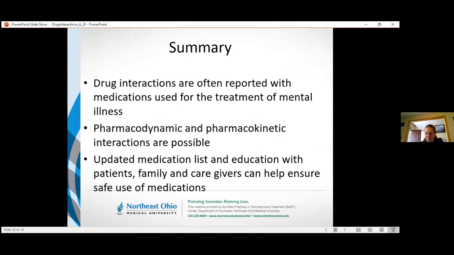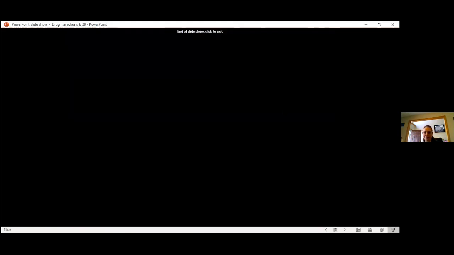So just to wrap up, definitely a consideration with the medications that we use. We can see either of those classes of medications causing interactions. So getting that comprehensive list and making sure that we're talking with the patients and their caregivers to safely use the medications as much as possible.